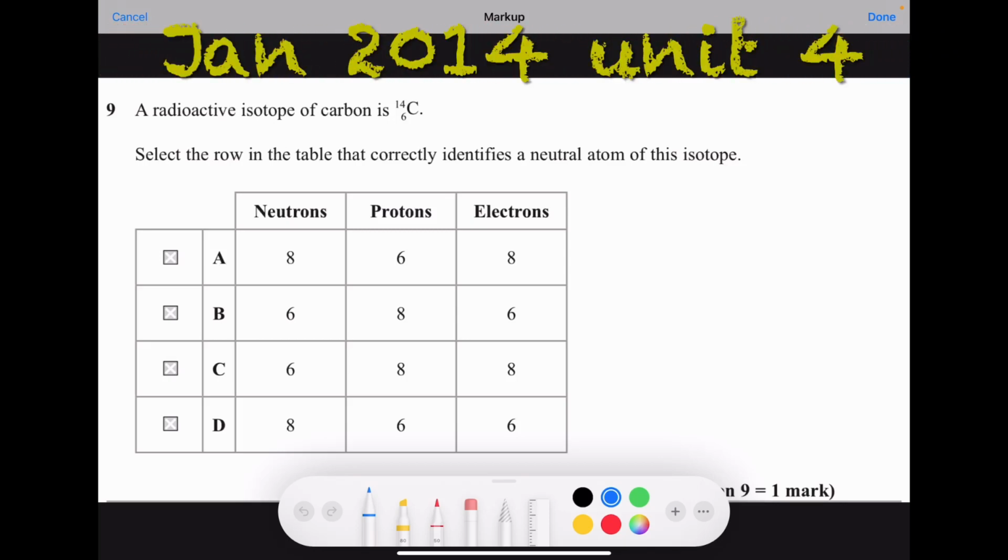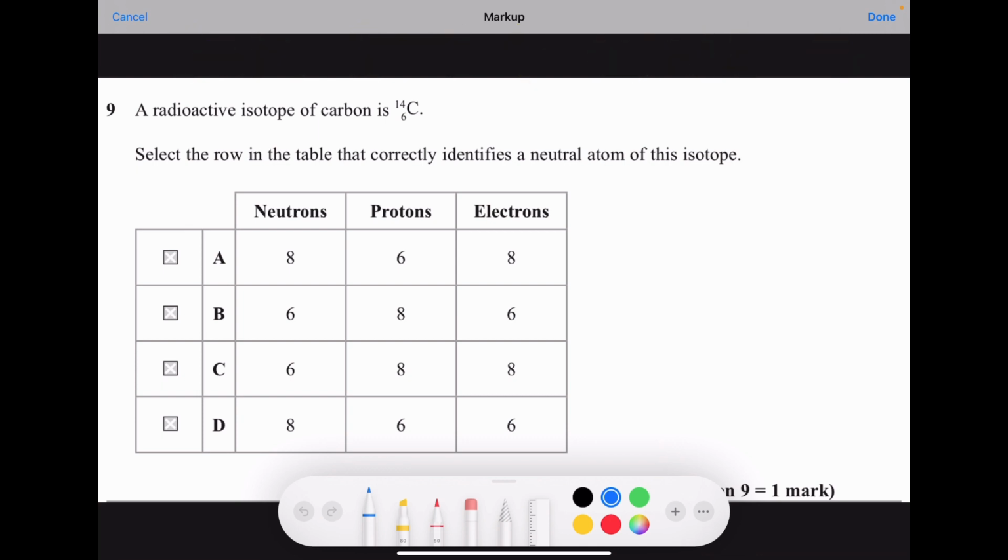Today we have question 9: a radioactive isotope of carbon, C-14 (carbon-14). Select the row in the table that correctly identifies a neutral atom of this isotope.